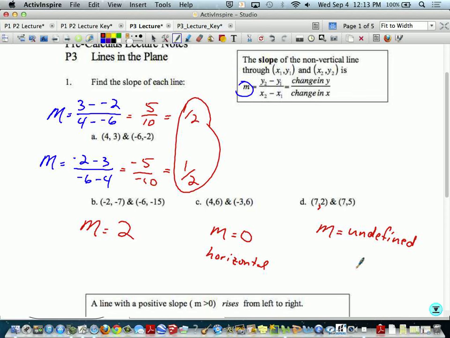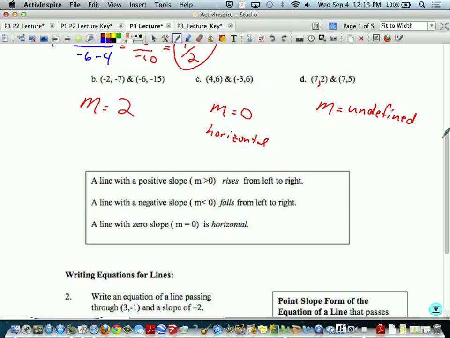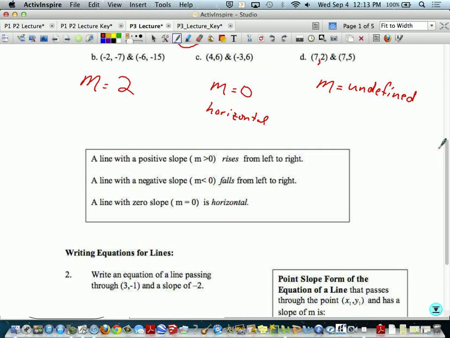So there's some information in this box. If we write it as a 0, that does not mean undefined. So simply, whenever the x's are the same, it's going to be undefined, and whenever the y's are the same, it's going to be horizontal. There's a difference between saying no slope and 0 slope. 0 slope does indicate horizontal.